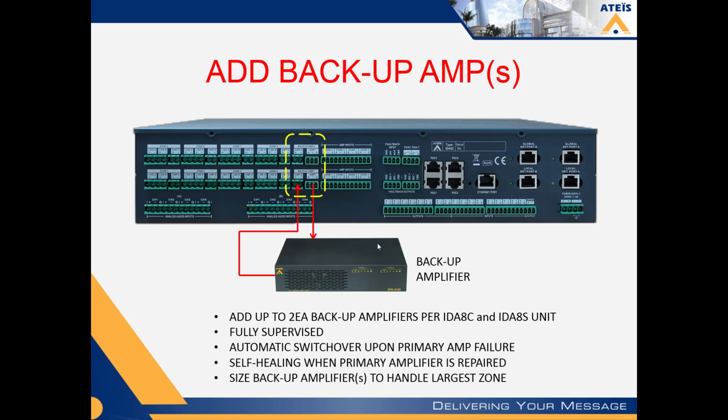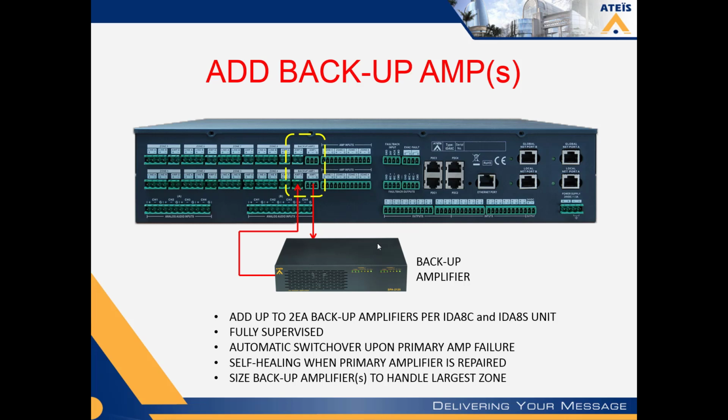It'll enunciate the fault issue, and then when you fix the primary amp or somebody turns it back on because they actually turned it off, then it will automatically switch it back over and self-heal itself. You can put up to 2 on any one of these units, which means you can have 1 backup amp backing up all 8 circuits, or you can have 1 backup amp backing up 4 and another backup doing the other 4, or you don't have to use any backup amps. It's totally up to you and your authority having jurisdiction.